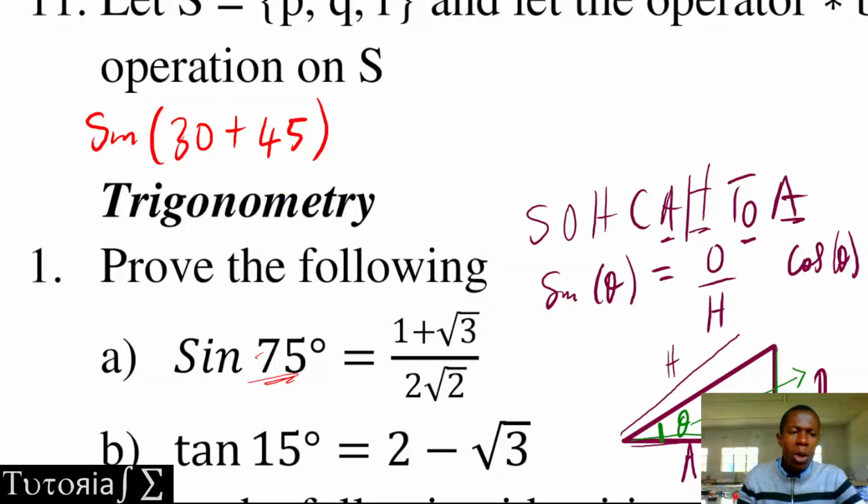Now, what we should also know is the distributive property of sine and cos. That is, sine of a plus b is equal to sine a.